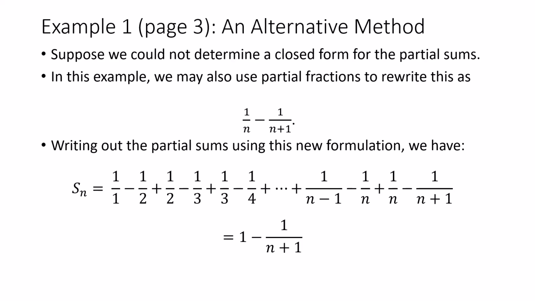1 over 1 minus 1 half plus 1 half, minus 1/3 plus 1/3, minus 1/4 plus 1/4. And that keeps going all the way up to plus 1 over n minus 1 over n plus 1. Now, all of the middle terms are going to cancel off because they're exactly the same magnitude but opposite in sign. And this leaves us with a partial sum of just 1 minus 1 divided by n plus 1.